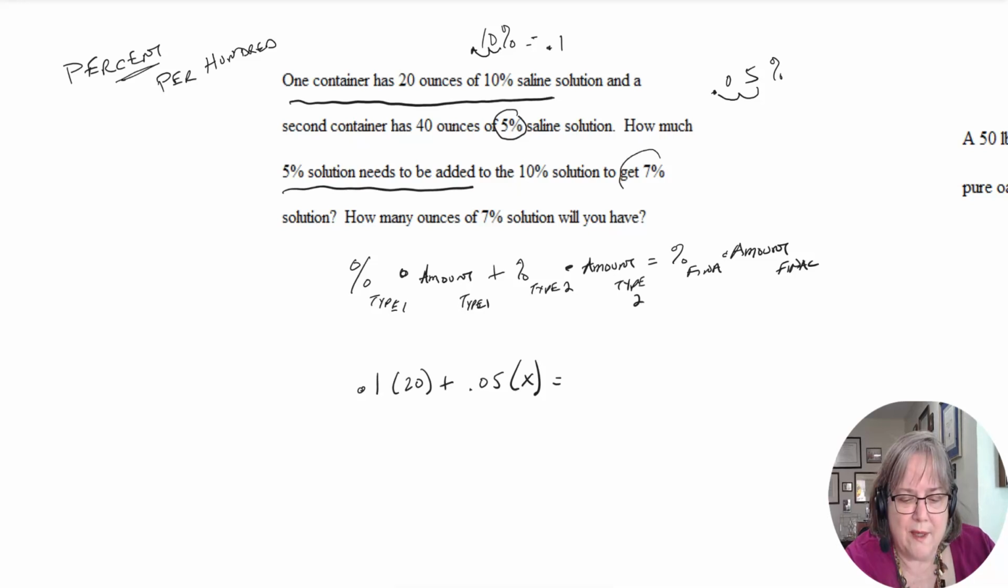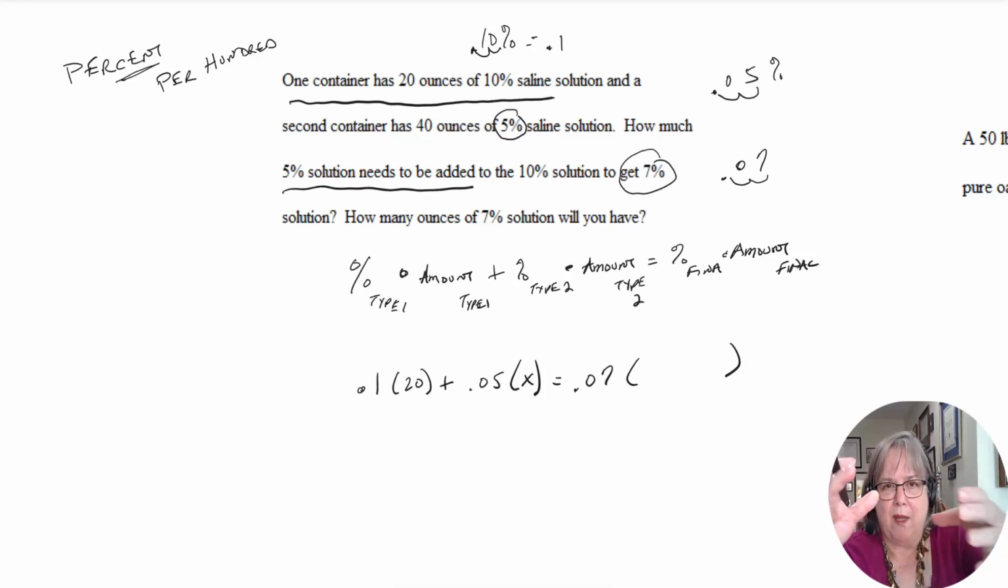I want to get 7%. So I have 7%. I need to change it to a decimal. I move 2 places over and drop the percent sign. So this is 0.07. That's my final percent times my final amount.